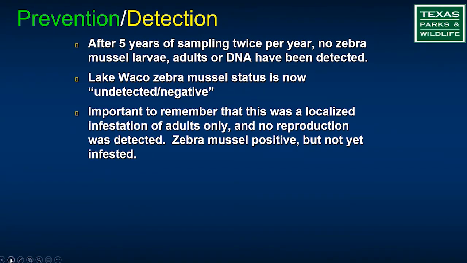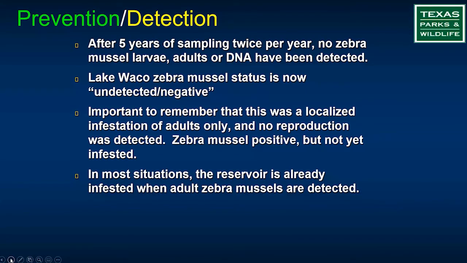It wasn't all luck. There was a lot of good hard work by a lot of good hard working people, but this is not something that can be used in every situation where zebra mussels are identified. For example, if the zebra mussels are reproducing, it's already too late. So early detection is the key. And so even though we've eradicated zebra mussels in Lake Waco, we still have ongoing prevention and detection efforts. So it's just going to be a continuing thing with that reservoir.